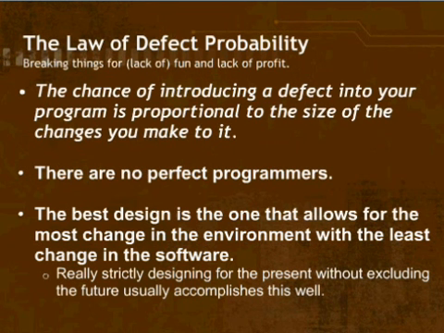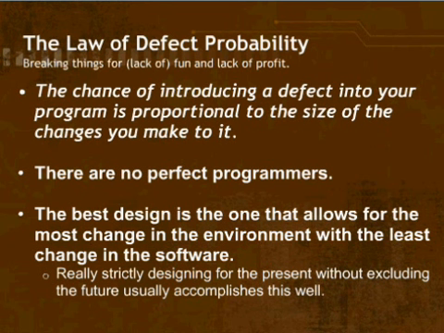Like I said, I gave you the purpose up front to explain why all these laws exist, and this one exists because defects are bad. They are basically the opposite of helping people. They prevent you from helping people. That could almost define a defect. There's a better definition than that, but we're not going to do it. The law states that the chance of introducing a defect into your system is proportional to the size of the changes you make to it.